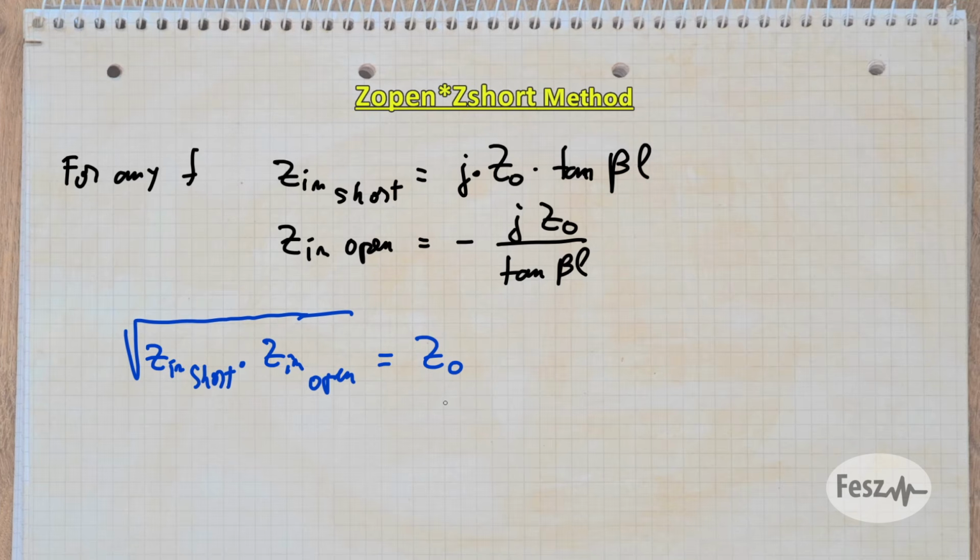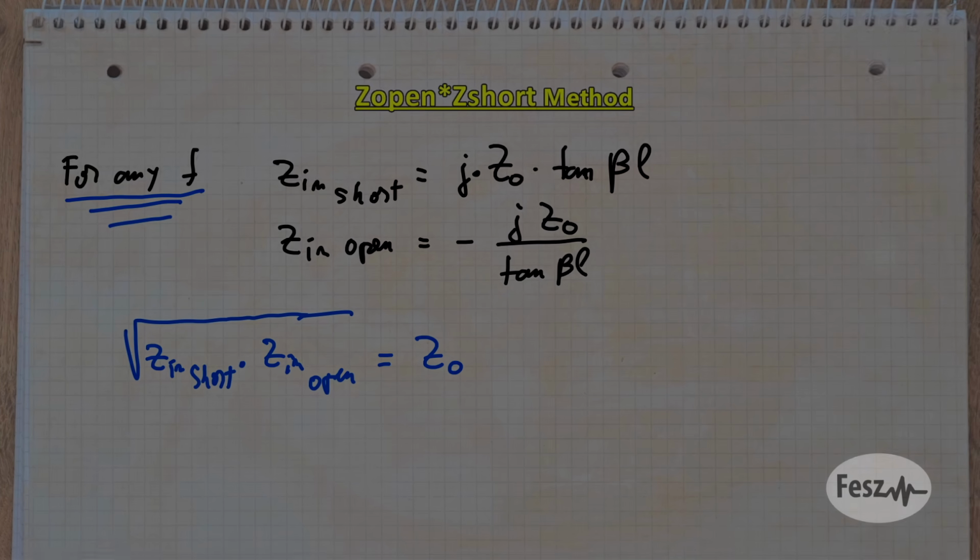So while it may seem a bit more complicated, this technique, measure the complex impedance over frequency range, multiply and square root, has the advantage that it's frequency independent. In theory, it should work at any frequency, regardless of the line's length.